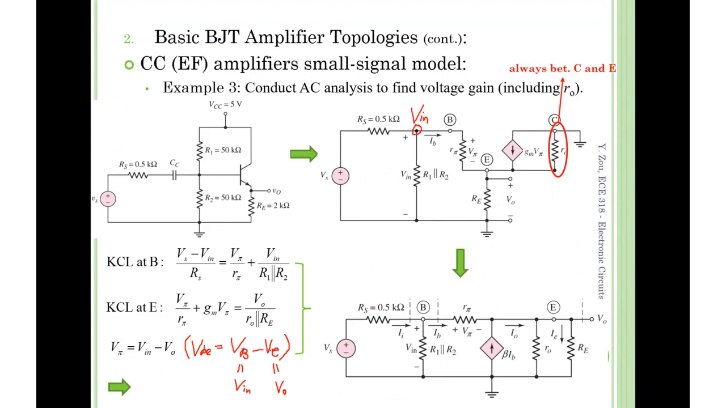And the VBE, as you know, is V pi. We call it VBE or V pi, it doesn't matter. So these two equations are the same equation. So what unknowns do you have? We have input source Vs, V in, V pi, V naught. That's it. 4 unknowns, 3 equations, done.